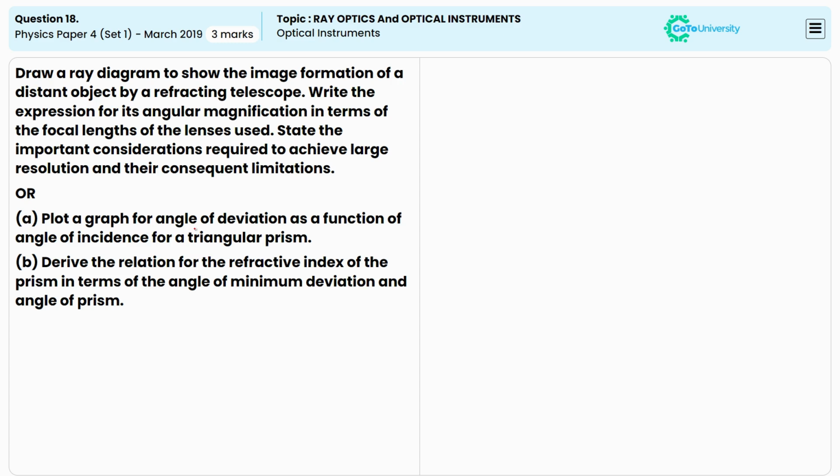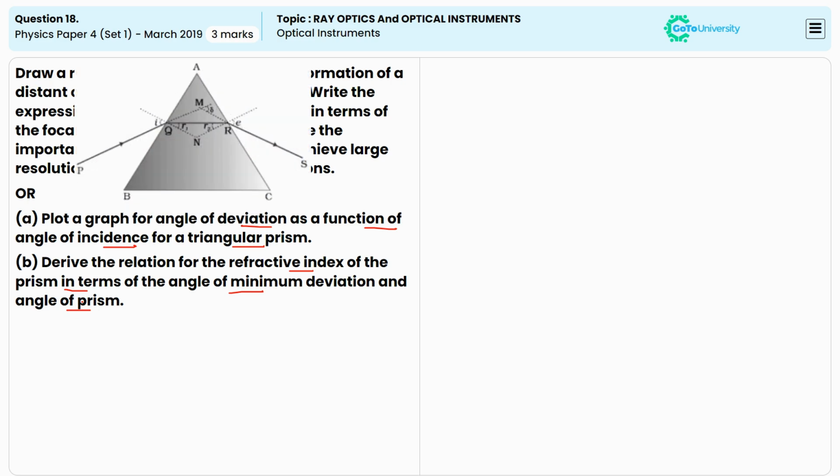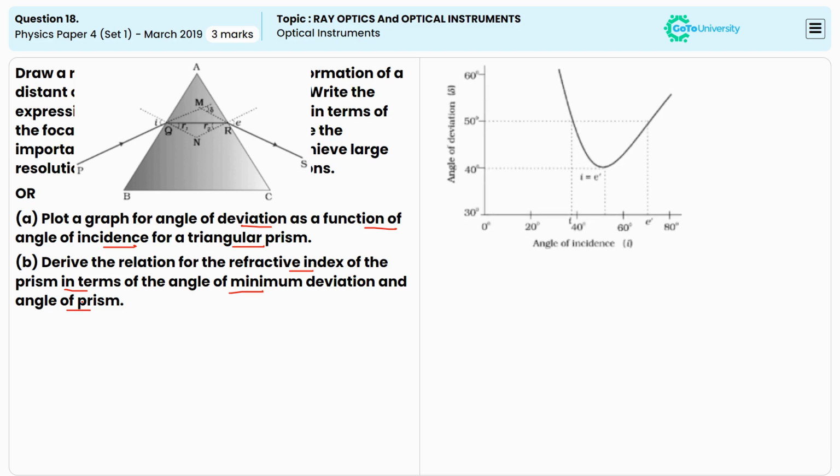Plot a graph for angle of deviation as a function of angle of incidence for a triangular prism. Derive the relation for the refractive index of the prism in terms of angle of minimum deviation and angle of prism. We'll see the prism image first. So this is the prism image. For this, we need to plot the graph of angle of deviation as a function of angle of incidence. Okay, this is the graph.